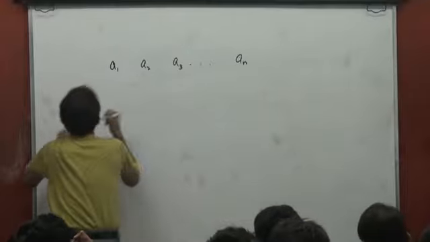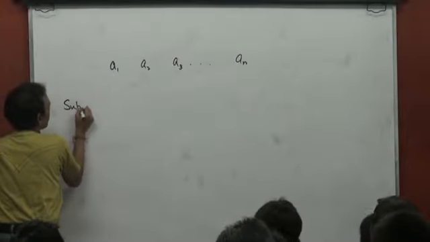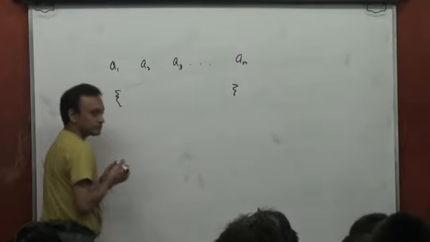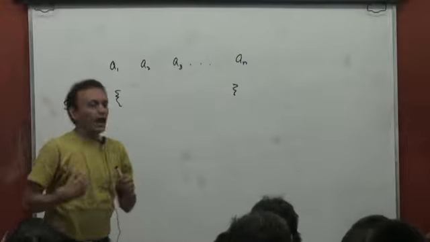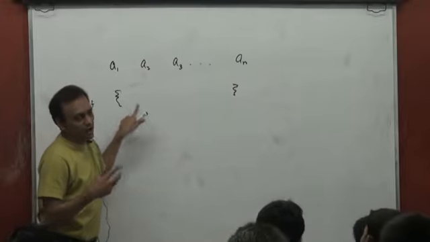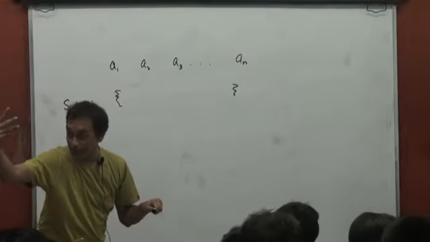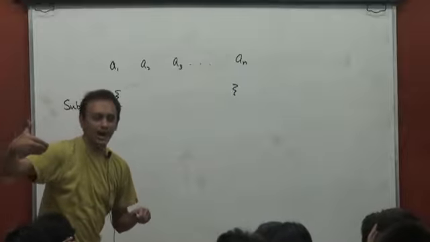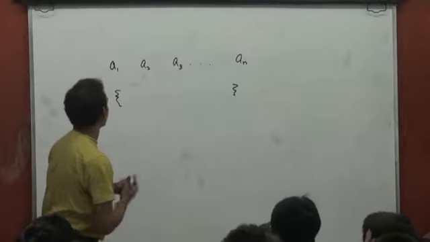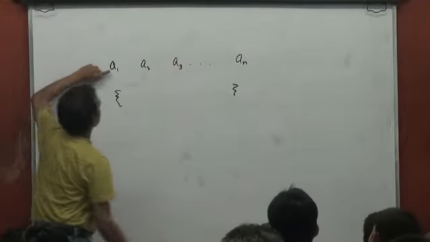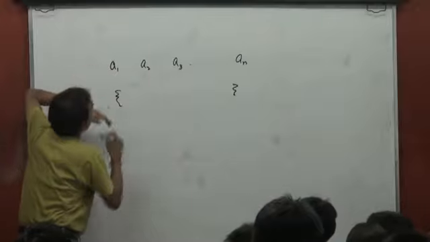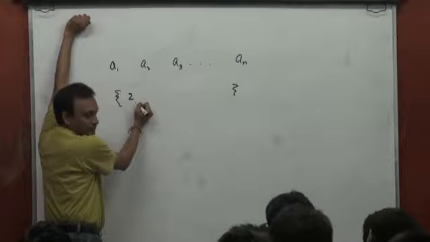Now, to create a subset, any subset, either I am including a certain element or I am not including a certain element, right? So, to create a subset, either I include A1 or I don't include A1. So, two ways of dealing with A1.